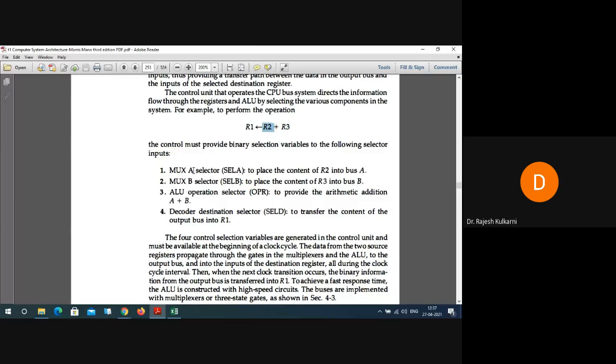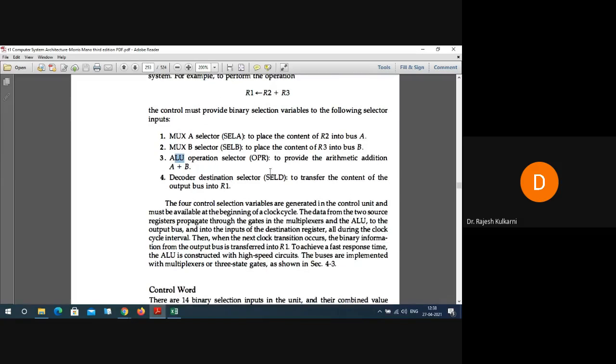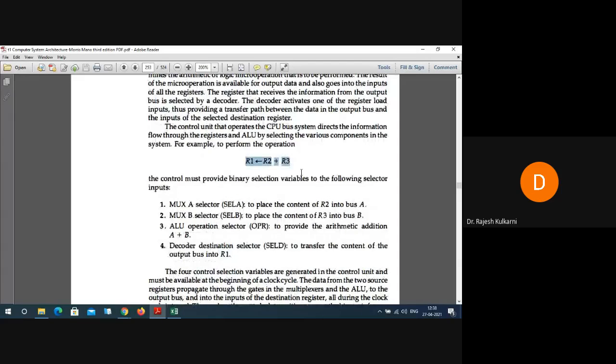Okay. So multiplexer A will be selected to place the content of R2 in bus A. Multiplexer B will be selected to place the content of R3 in bus B. Which operation will be performed? Addition operation will be performed. Who will be performing that? Arithmetic logic unit. After that, the output bus will be transferred into R1. So this is the simple meaning of this statement.